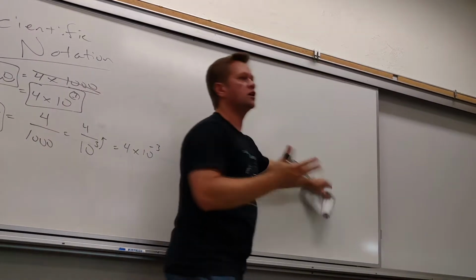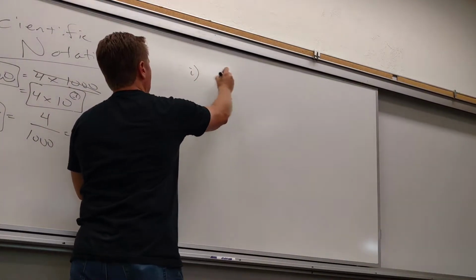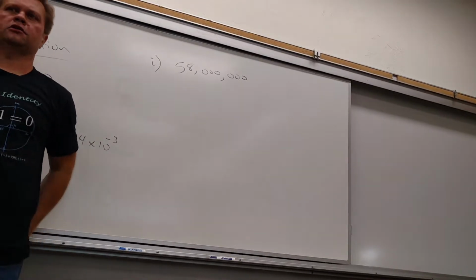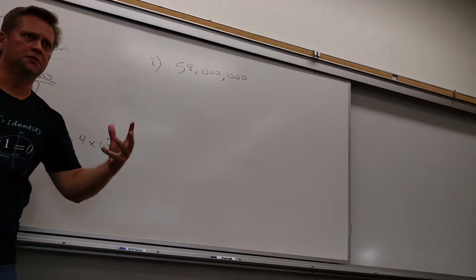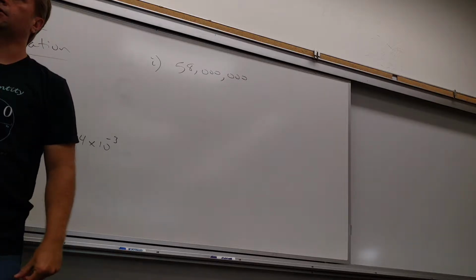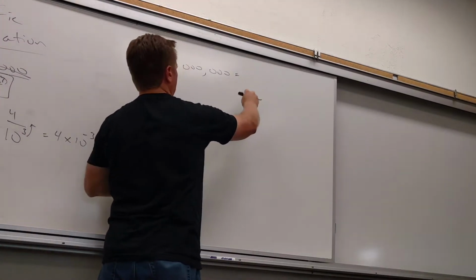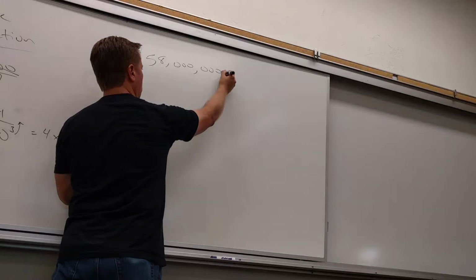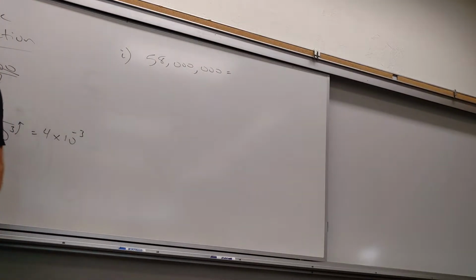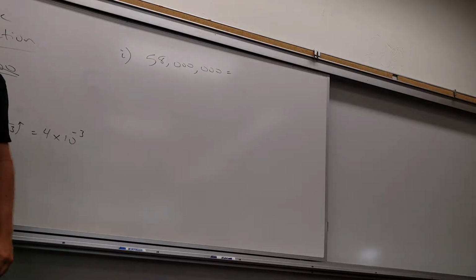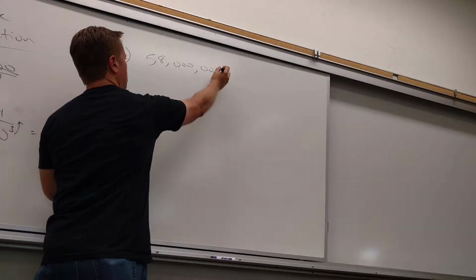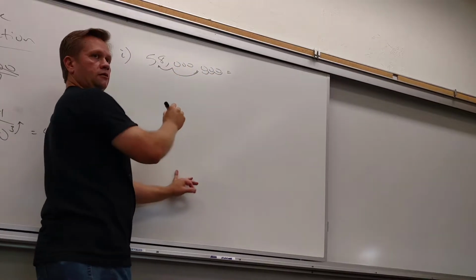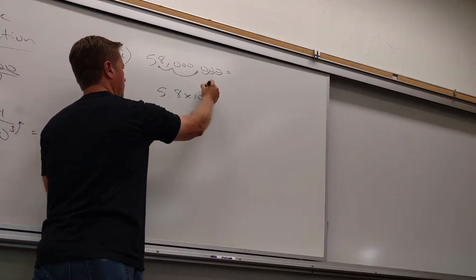Now here's the real reason we use scientific notation. If I have this number, 58 million, maybe there's 58 million miles between two planets, and I don't want to write all those zeros all the time. Is it going to be positive or negative power? Positive. How many times do I have to move the decimal? I want to have a single digit in front of it. Where's it going to stop? 1, 2, 3, 6, 7. So it'll be 5.8 times 10 to the 7.